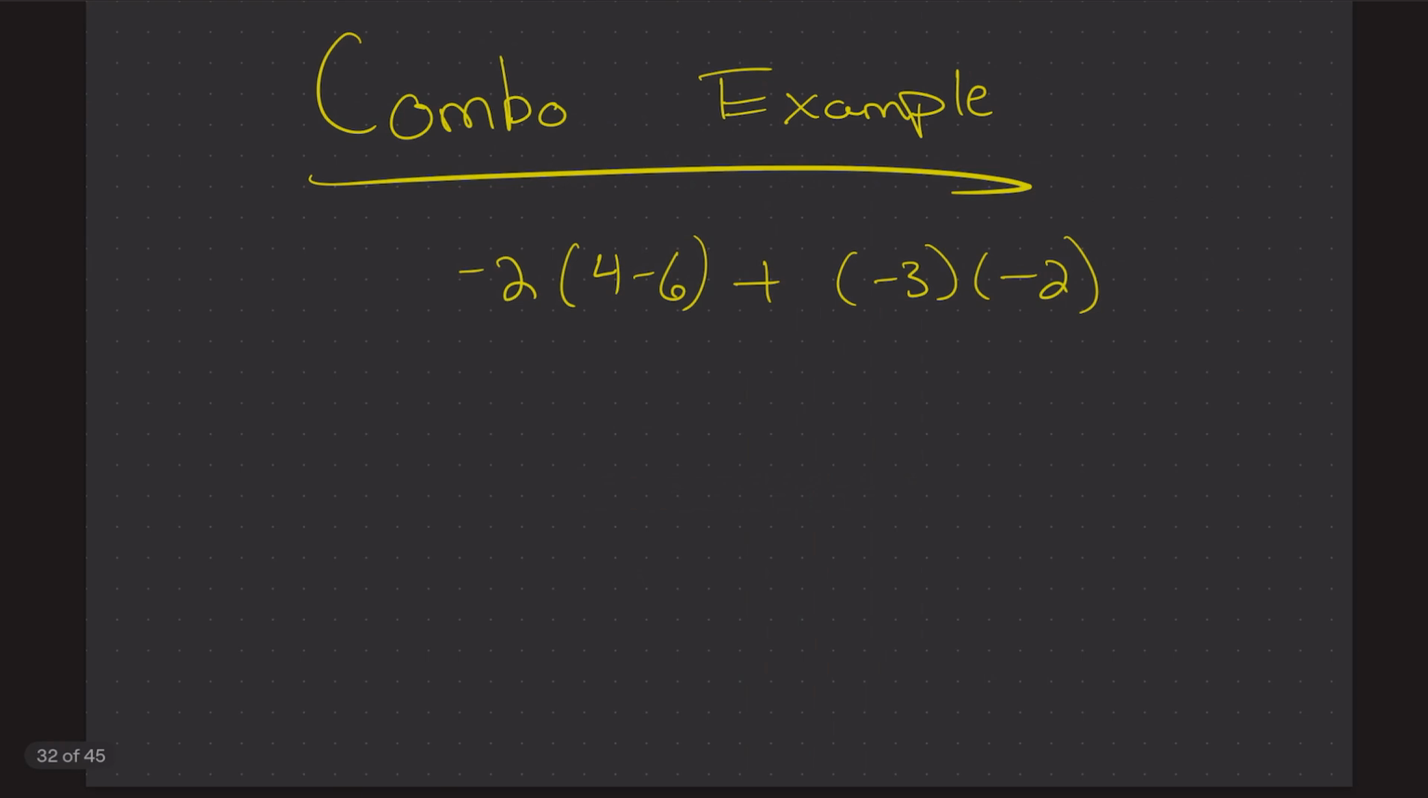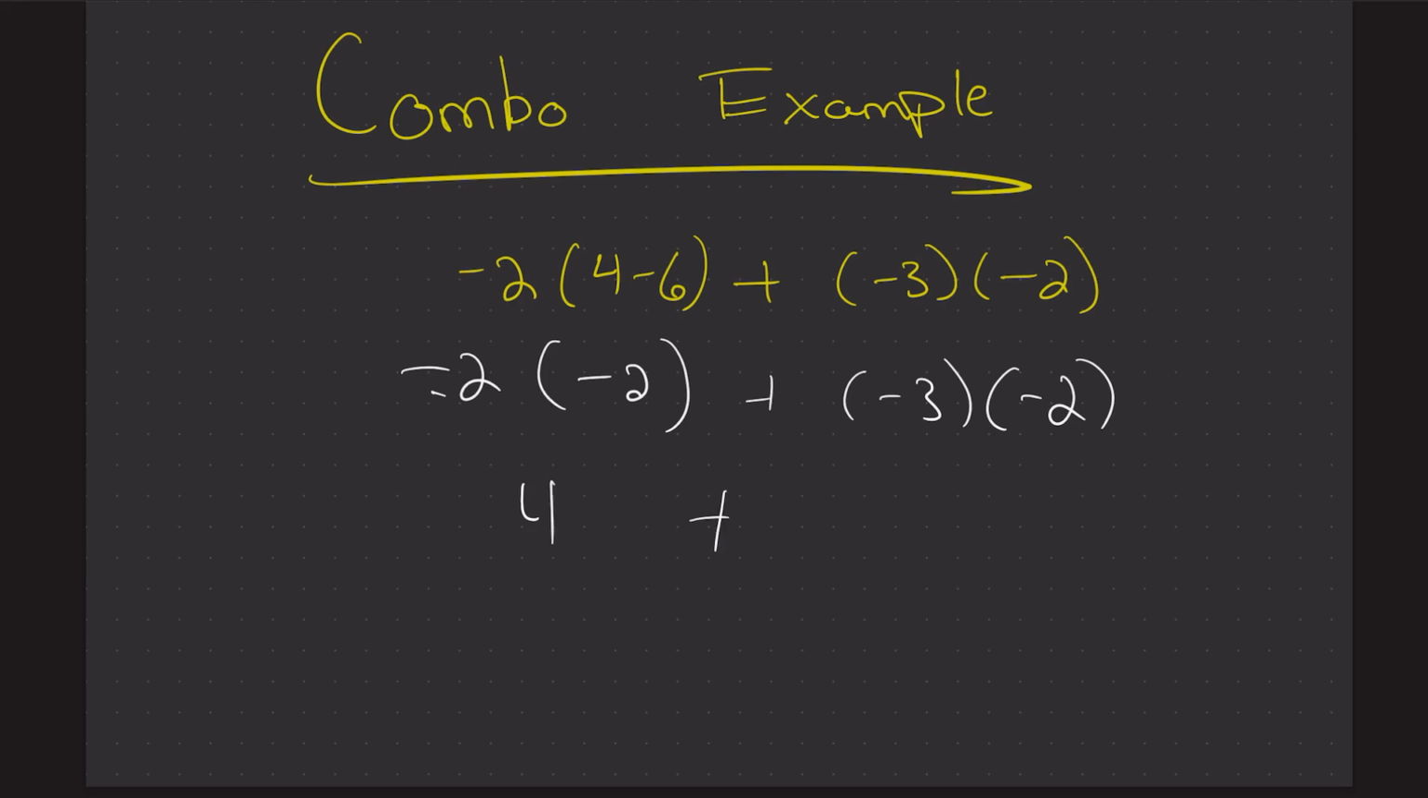Here's a quick combo example. First, what we're going to do is what's in the parentheses here, order of operations, PEMDAS. 4 minus 6 is going to be negative 2, plus negative 3 times negative 2. Then we'll do multiplication, which is negative 2 times negative 2, same sign. So it's going to be positive. So this will be 6. And then our final answer is 10.